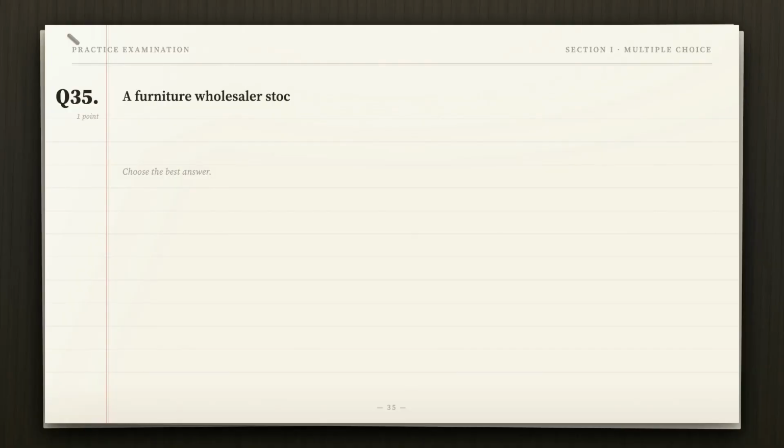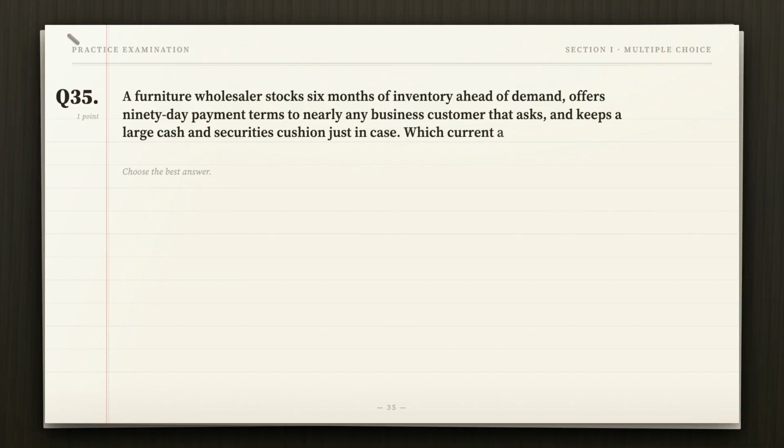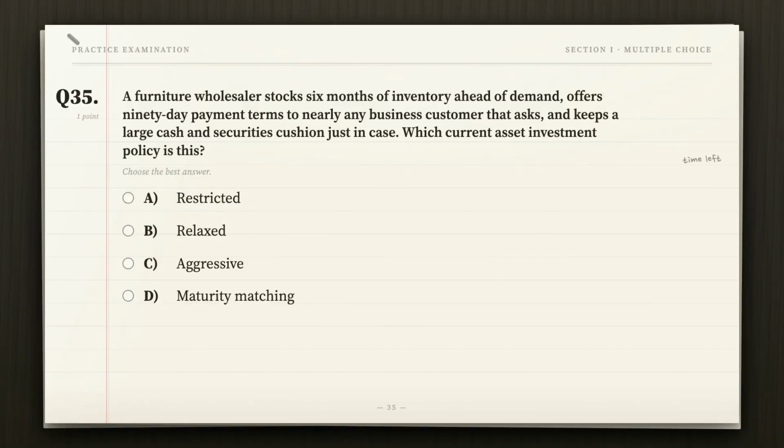Question 35. A furniture wholesaler stocks 6 months of inventory ahead of demand, offers 90-day payment terms to nearly any business customer that asks, and keeps a large cash and securities cushion just in case. Which current asset investment policy is this? Your options are A. Restricted, B. Relaxed, C. Aggressive, D. Maturity matching. Before I reveal it, which one do you think is right?